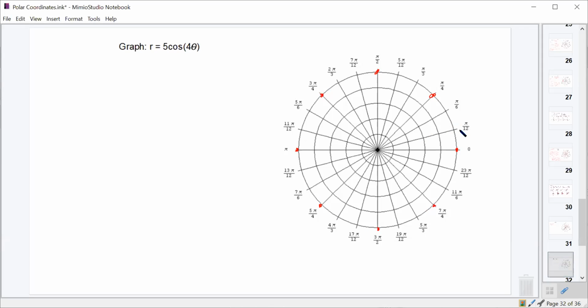Plug in maybe the value of pi over 12 at least. What's the value at pi over 12? That's 5 times the cosine of pi over 3, which is a half, and 5 times a half is 2.5. So each of these should be at 2.5.